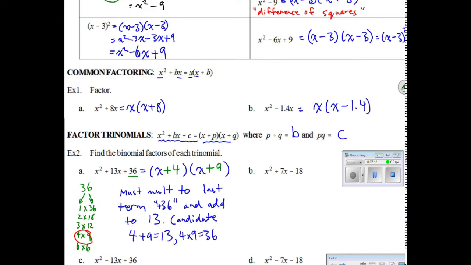And we are done. So let's do the same thing again for the next problem.